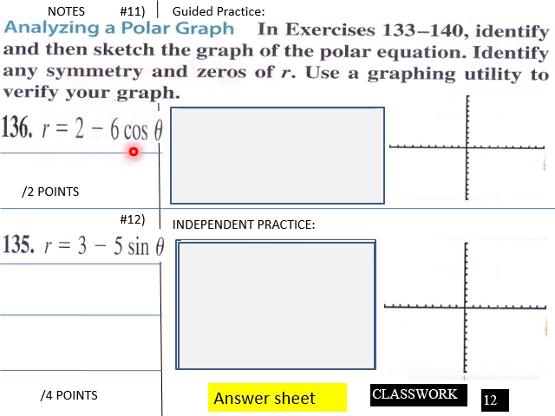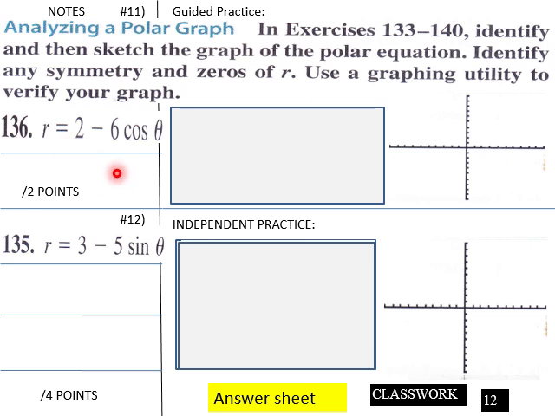R equals 2 minus 6 cosine theta. And then this one down here, r equals 3 minus sine theta. So identify and then sketch the graph of the polar equation. Identify any symmetry and zeros of r. Use a graphing calculator to verify your graph.